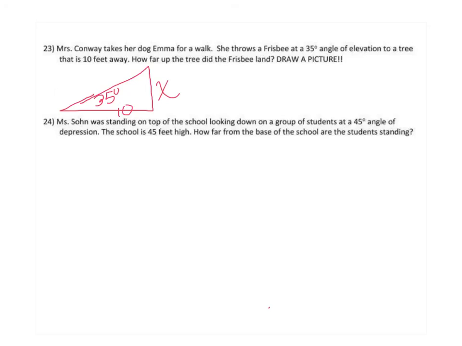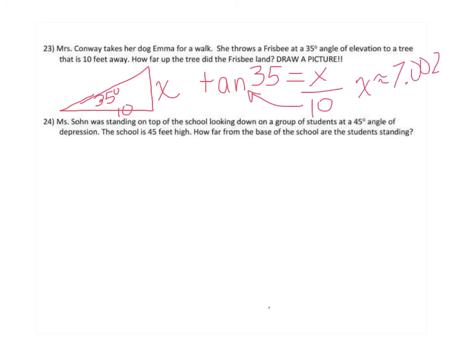So this one I do have to use trig. I'm looking for opposite. I have adjacent. So I'm going to use the tangent of 35 equals opposite over adjacent. Multiply by 10, and I'm going to get that x is about 7.002 feet up the tree.